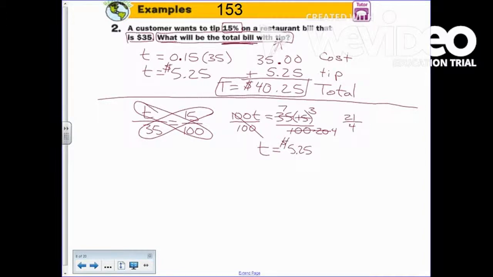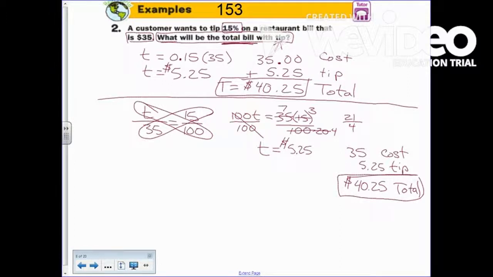or 5 1/4. But then again, I still have to take that tip and add it to the $35 cost of the meal. So 35 plus 5.25, my tip, gives me $40.25, my total, which is what they asked for in this problem.